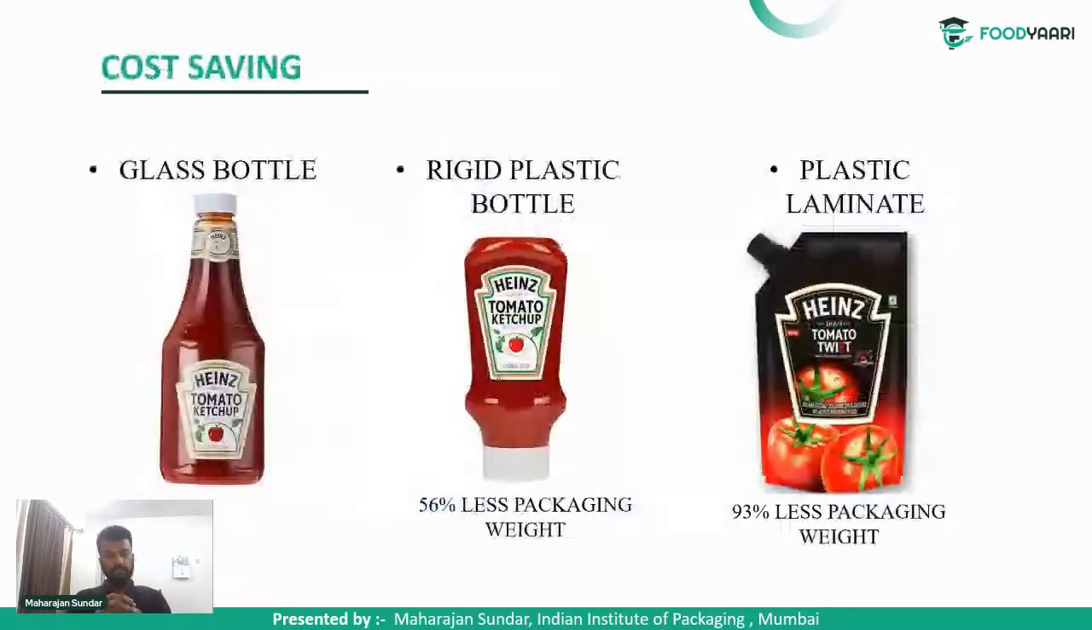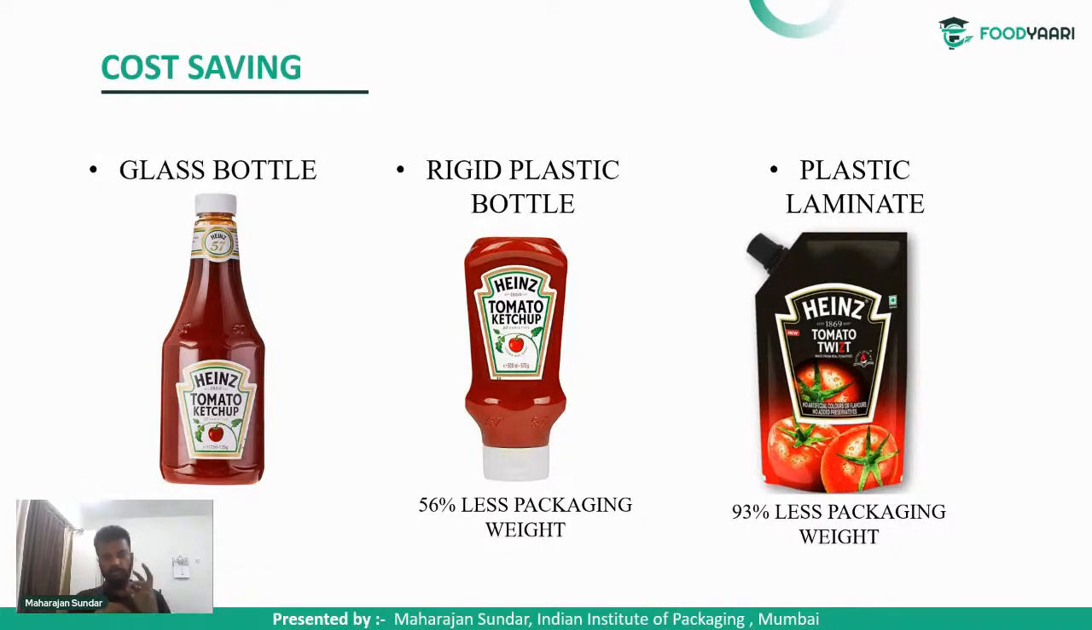Okay, we have discussed various types of packaging materials in the earlier session. Why is packaging widely used? We will have a question why packaging is already widely used. That too, why flexibles are majorly used. Here comes the thing. Glass bottles, when compared to a rigid plastic bottle, for example, the Heinz tomato ketchup bottle, it weighs less than 56% of the glass bottle.